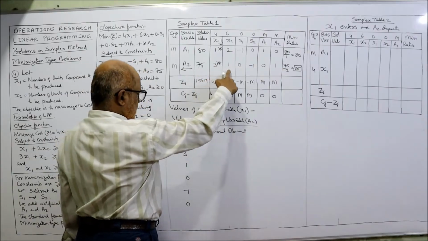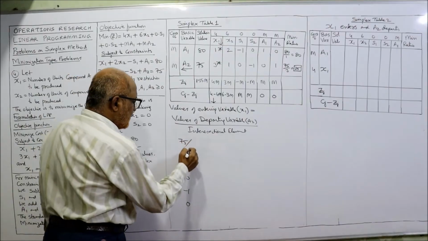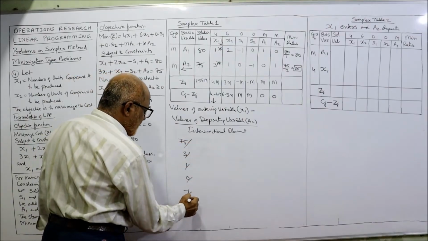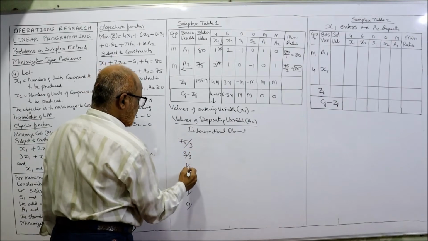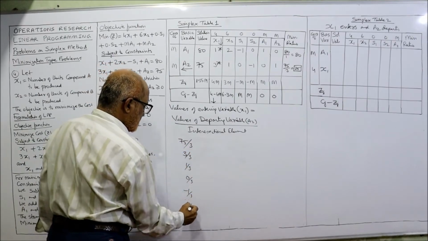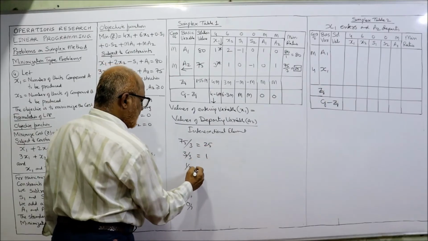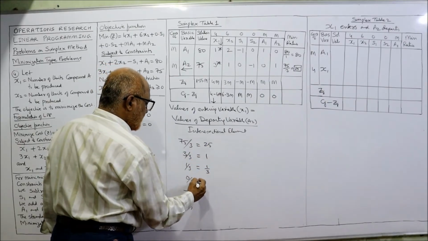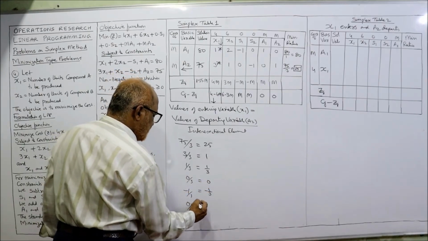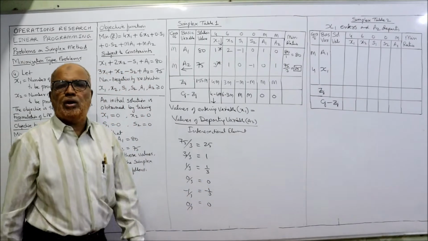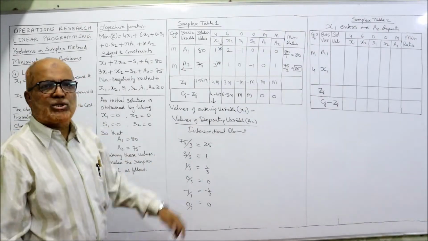75, 3, 1, 0, minus 1, 0, divided by the intersectional element. What is the intersectional element here? 3. Divided by 3. So 75 divided by 3 is 25. 3 divided by 3 is 1. 1 divided by 3 is 1 by 3. 0 by 3 is 0. Minus 1 by 3, that is 0. That's all. We got the values of the entering variable x1.